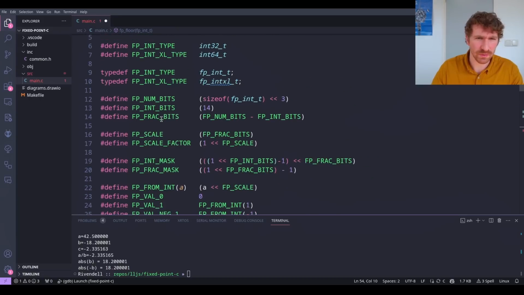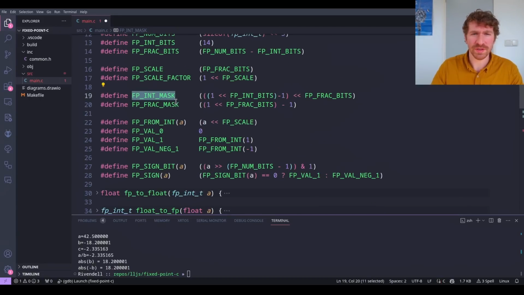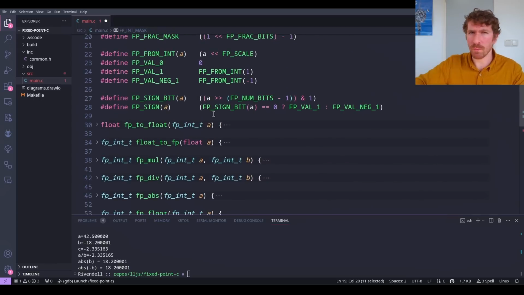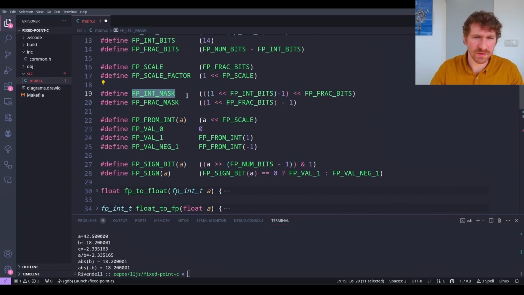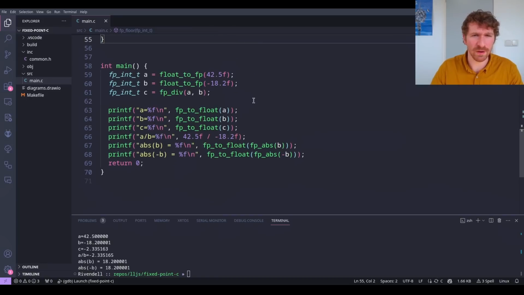So floor. You may think that we could just do something like this. We've got this thing, the integer mask, and that just removes the fractional part. So maybe we could just take the integer mask, fp mask a, integer mask ANDed with a, and that would be enough. So let's try that out.